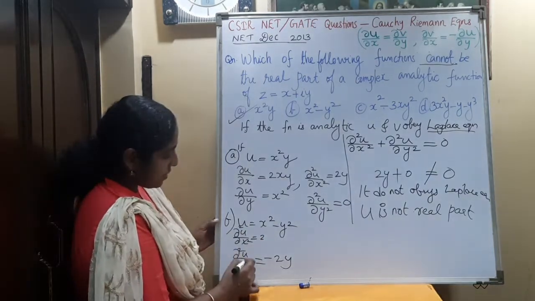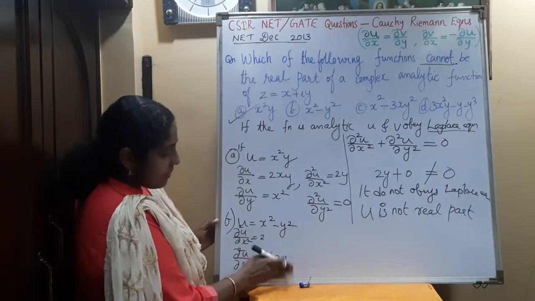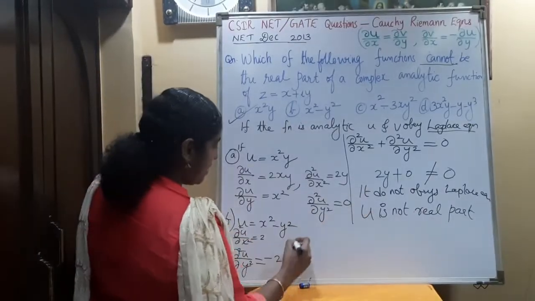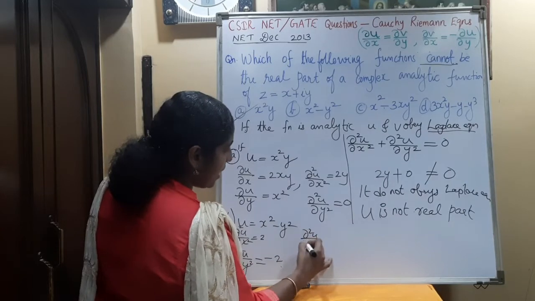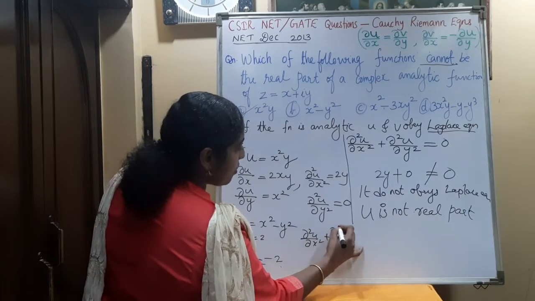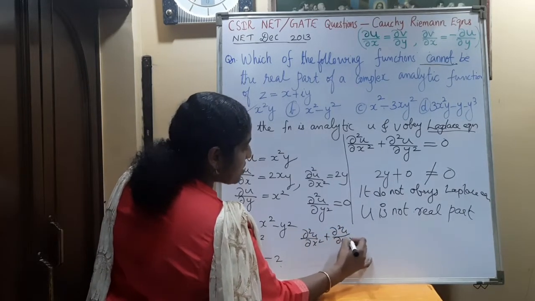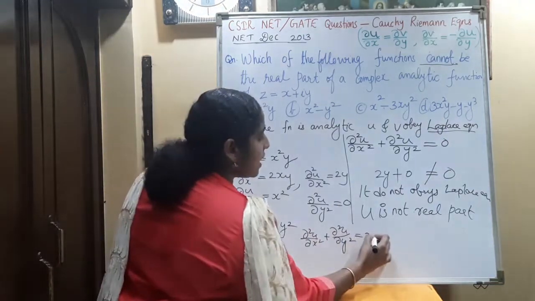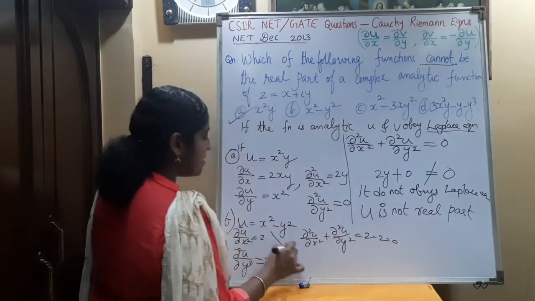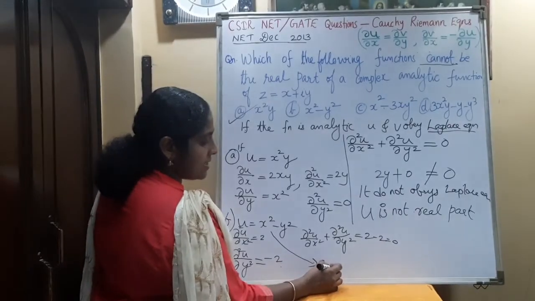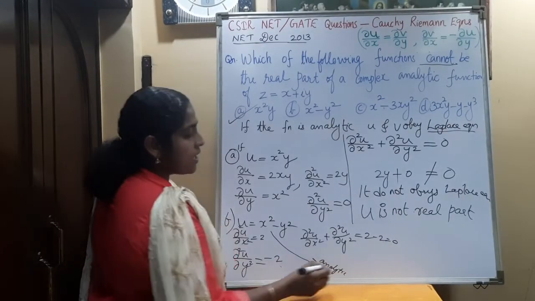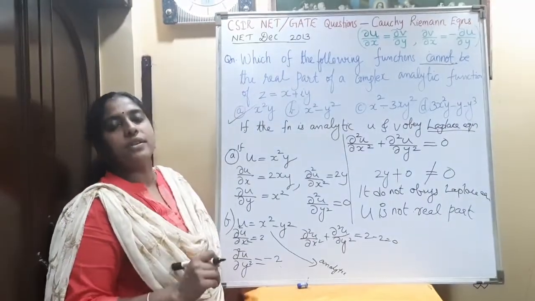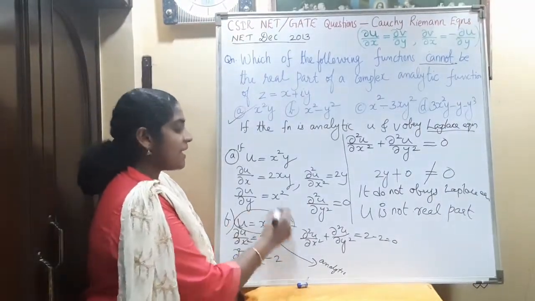If you are taking the second order derivative here, this is minus 2. So on substituting here, what are we getting? ∂²u/∂x² plus ∂²u/∂y² is equal to, what is that? This is 2, this is minus 2, that is equal to 0. That means this function is analytic. It obeys the Laplace equation, and therefore this will be the real part of the function.